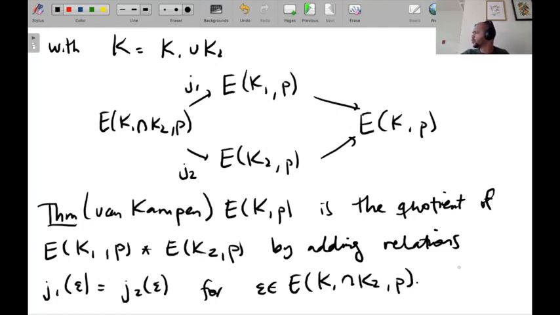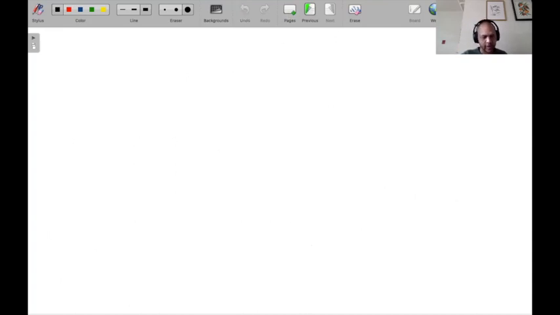Okay. So this is Van Kampen's theorem. It gives a very nice description of the edge group in terms of a quotient of a free product. Let's see how this works in some examples.